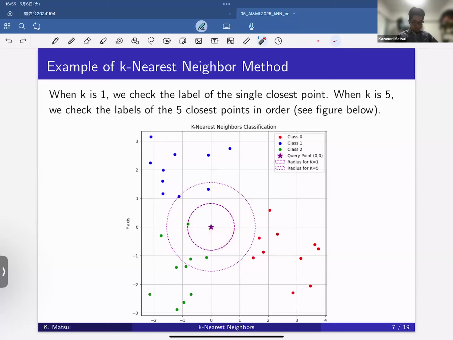What about when k is 5? Looking at the 5 closest data points, so here, here, here, here, here. Three of them are green, and two of them are blue. So green is still the majority, and we predict it as green. This is the K-nearest neighbors method.